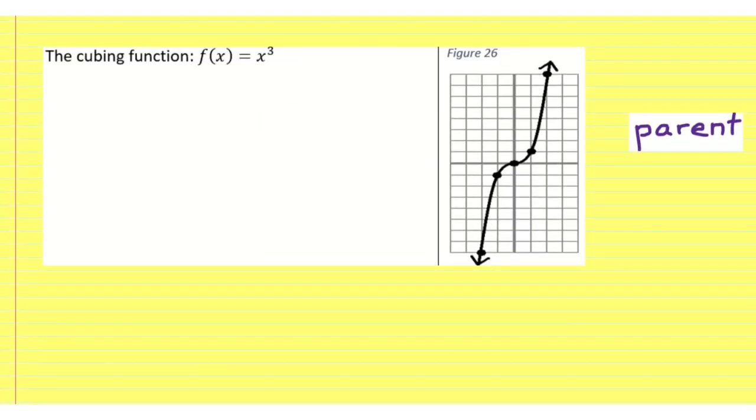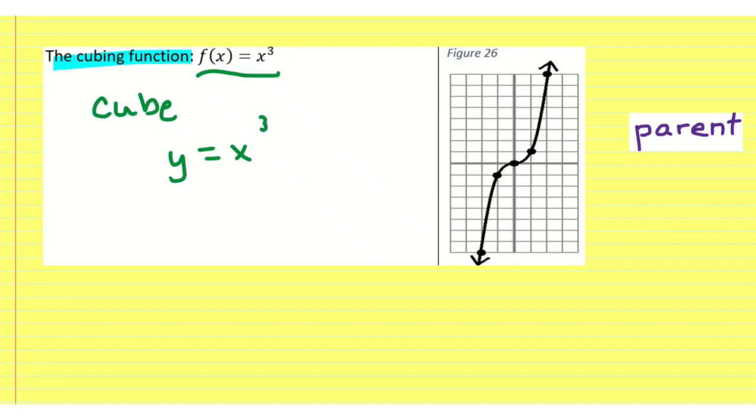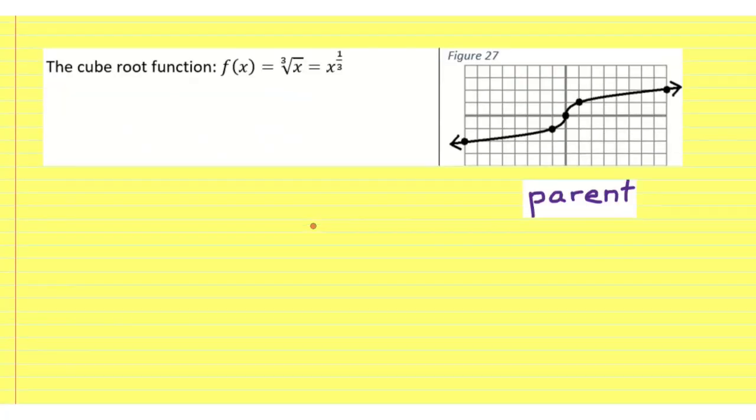Okay, the last one, actually, I'm not sure if that's the last one. They're calling it the cubing function, but I tend to just call it the cube function. And of course, it's f(x) equals x cubed. You can also write that as y equals x cubed. And it is this nice little curvy line. It increases from left to right, and it also passes through the origin at the center of the x and y axis.